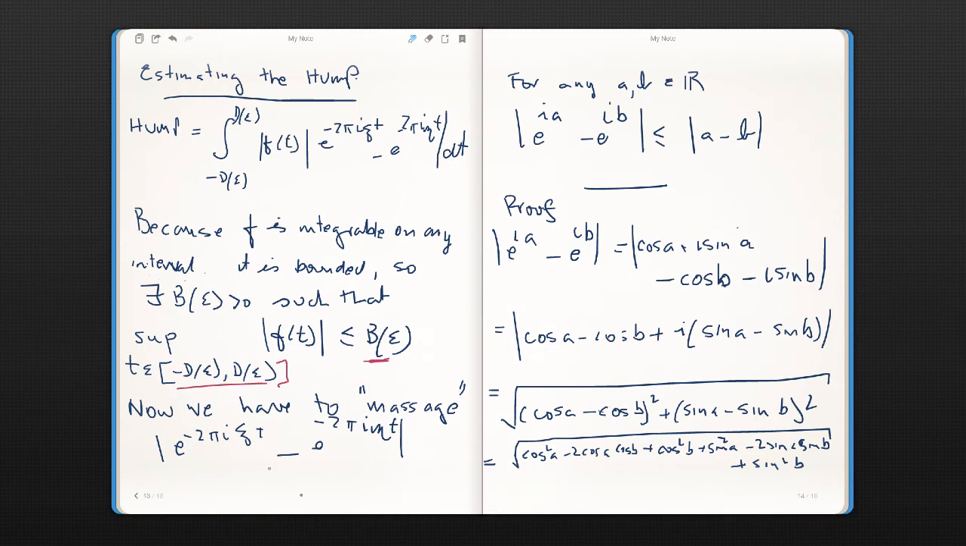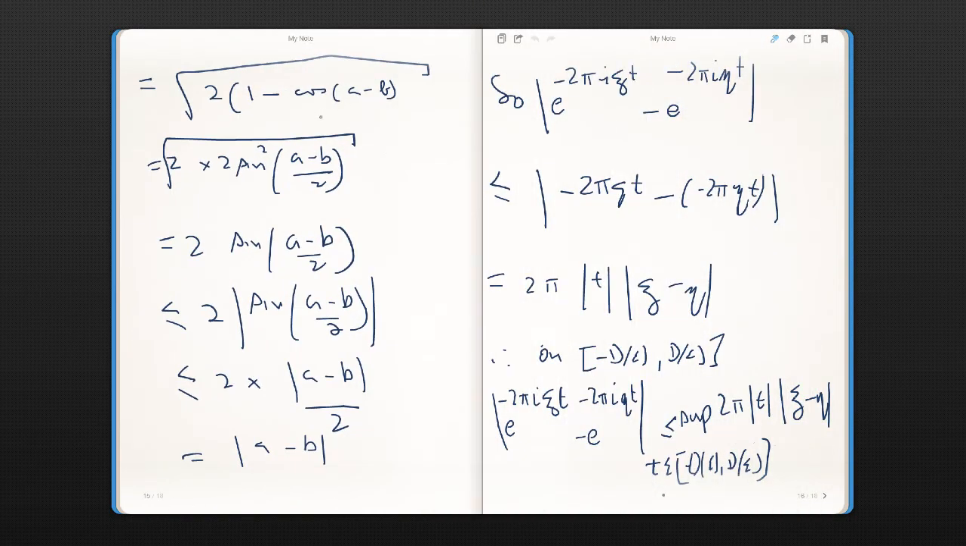Now the trick here is we've got to massage this exponential term, because remember we want to get something that's just xi minus eta. And the way to do that is to use this little inequality here. All we do is simply write this out in terms of cosines and sines. That's easy to do. It's just cos A plus i sine A minus cos B minus i sine B. And we just work out the modulus of that.